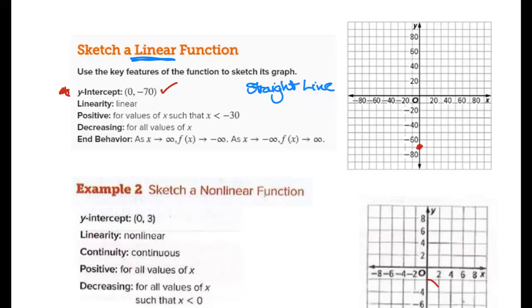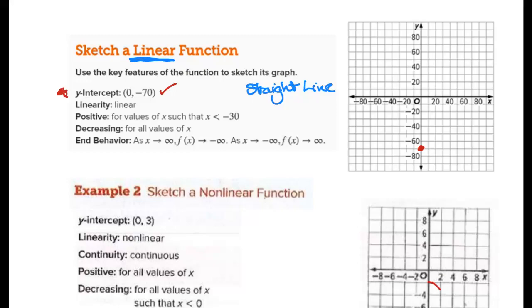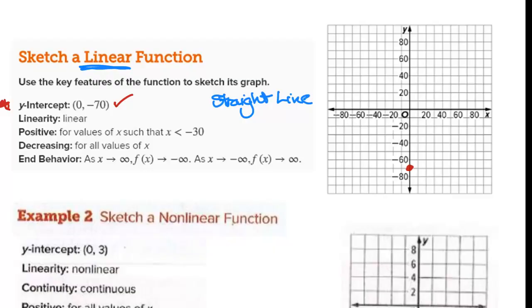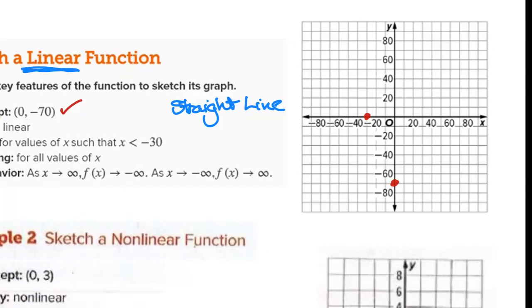Give me just a second. It is positive, meaning it's going to be above 0 for values where x is less than -30. Positive where x is less than -30. Okay, so where do you see x is at -30? That's that point right there. That's where x is equal to -30. And it's saying, when I talked about all these values over here, it's going to be above that.